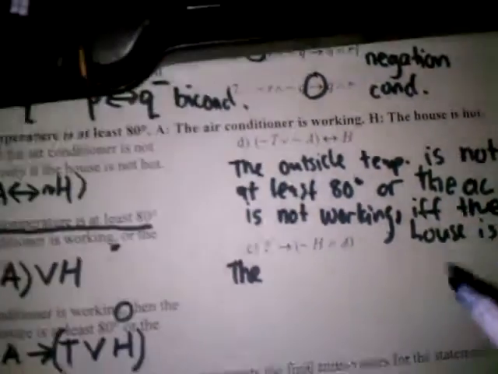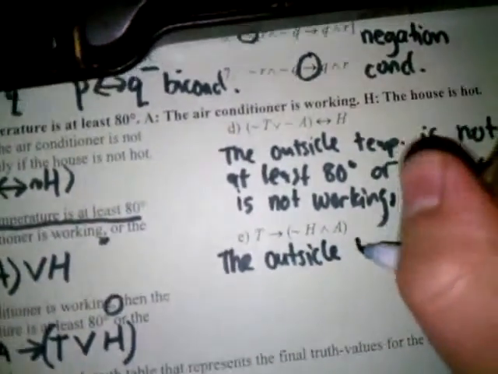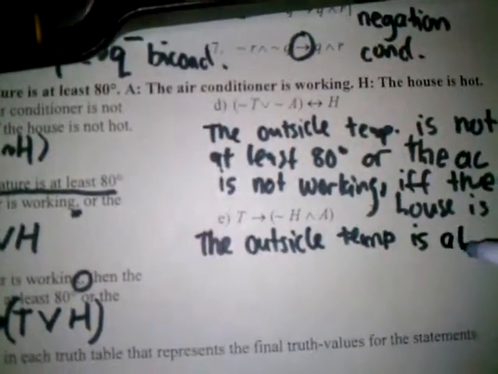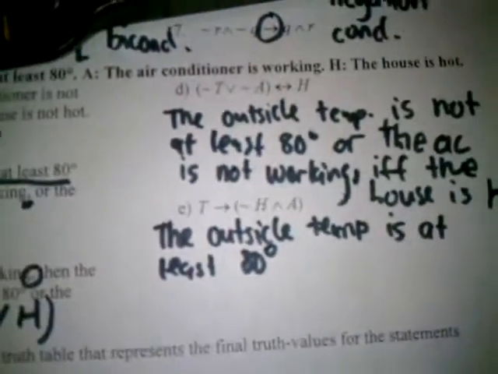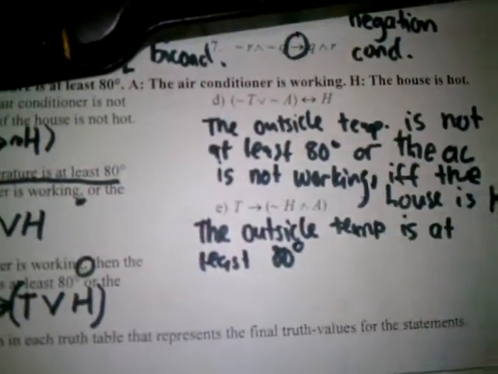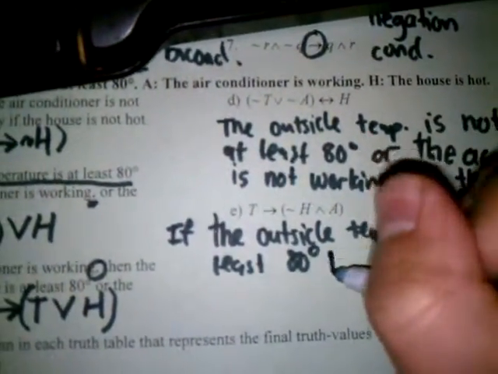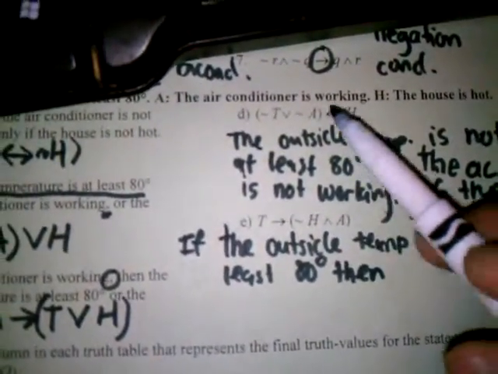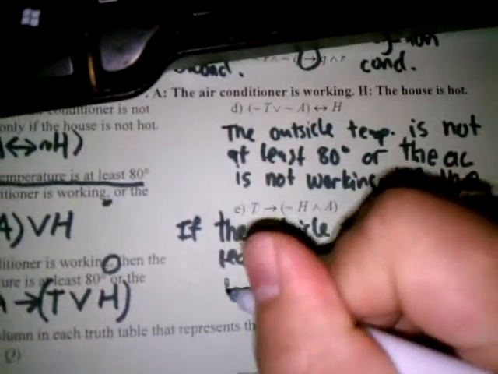So do not forget the comma here, because I will deduct points if you forget the commas in the test. So for question E, capital T is the outside temperature is at least 80 degrees. And the arrow means it's an if then. Now we always put the if up front, and we always put the then in the middle. And the negation H in this case means the house is hot, but when you negate it, it'll be the house is not hot.